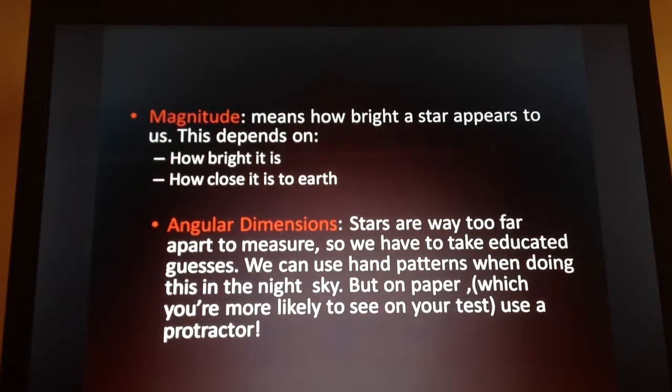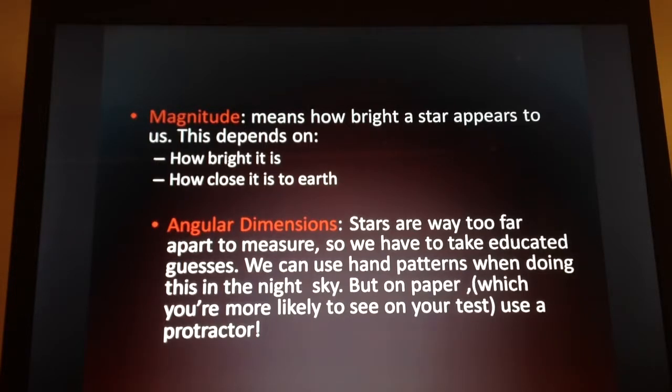We also have magnitude, which means how bright a star appears to us. So it depends on how bright it is and how close it is to Earth. So like the sun is a very bright star and it's very close to Earth, so we see it as a very high magnitude. There's also angular dimensions, which are ways of measuring stars.